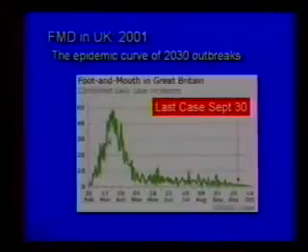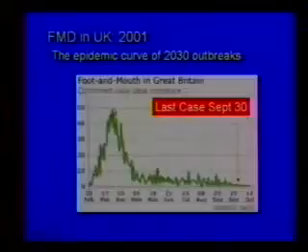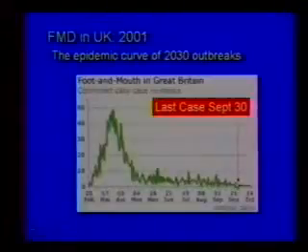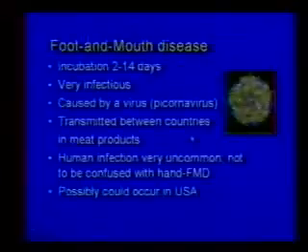And you can see here that the epidemic reached its peak very quickly after its initial recognition in February. And you can see that really by the end of March, there were some 50 outbreaks a day occurring in Britain. And this then tailed off as control measures got in place, so that by the end of September, the last case was recognized.